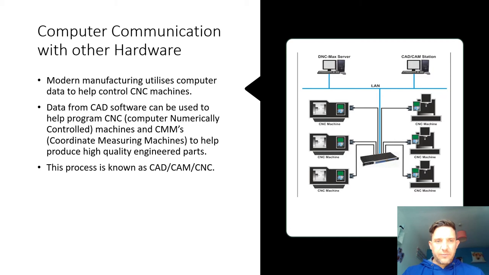So, first off, why do we need computers to communicate with hardware? Well, let's look at this scenario on the right hand side here. This is something typical in a modern manufacturing environment where you may have multiple computerized machinery. Computerized and CNC machinery is much more beneficial for a business because the machines don't rely on a manual input of a user. I've worked in engineering scenarios where one operator has been in charge of between 6 and 8 CNC machines at the same time.